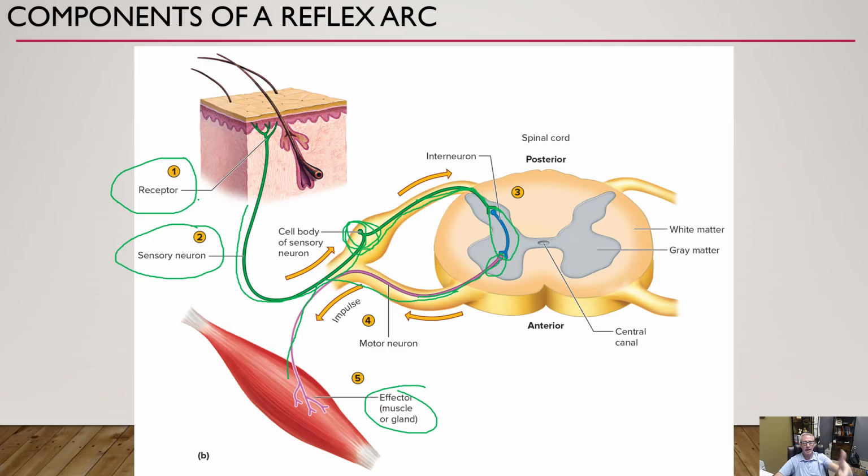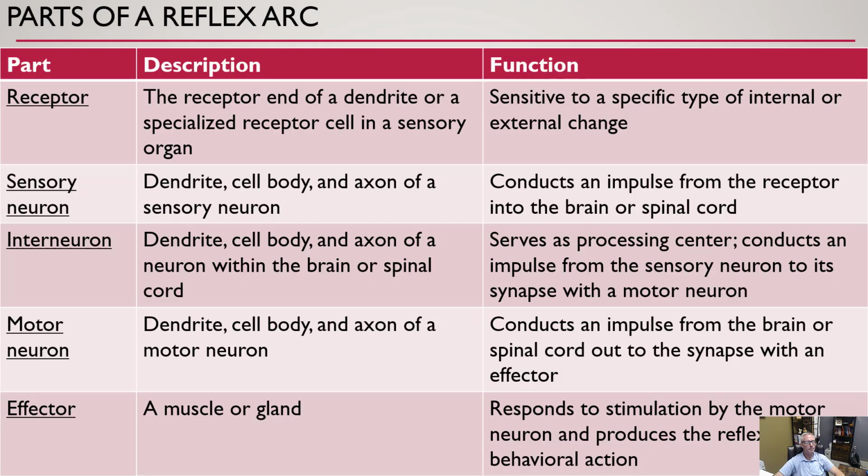Receptor, afferent neuron that goes through the posterior ganglia into the posterior root of the spinal cord. Then it links up with an interneuron. Then it goes to the motor neuron or your efferent pathway, which leads out the anterior root to an effector. All right, there's your reflex arc. You have to know that.